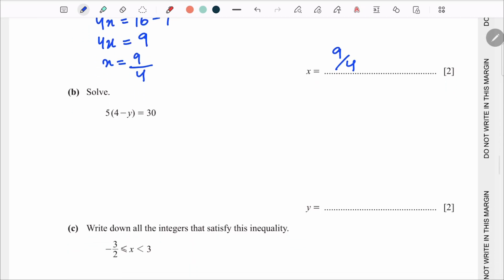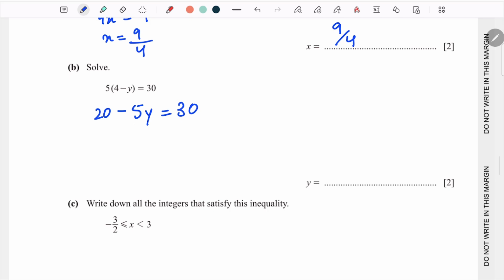Part B, solve. I'm first going to open the bracket by multiplying 5 with all the terms inside. So 5 into 4 is 20. And 5 into y is minus 5y. This will be equal to 30. Now if I make 5y the subject, this 30 on the other side will be negative.